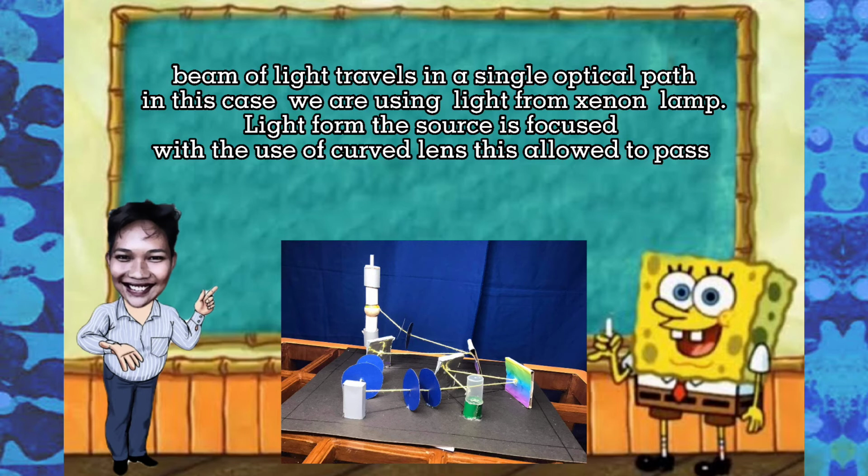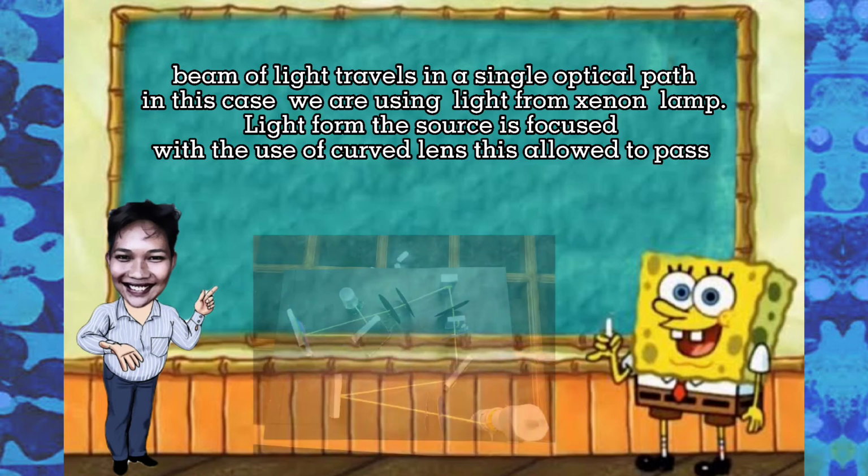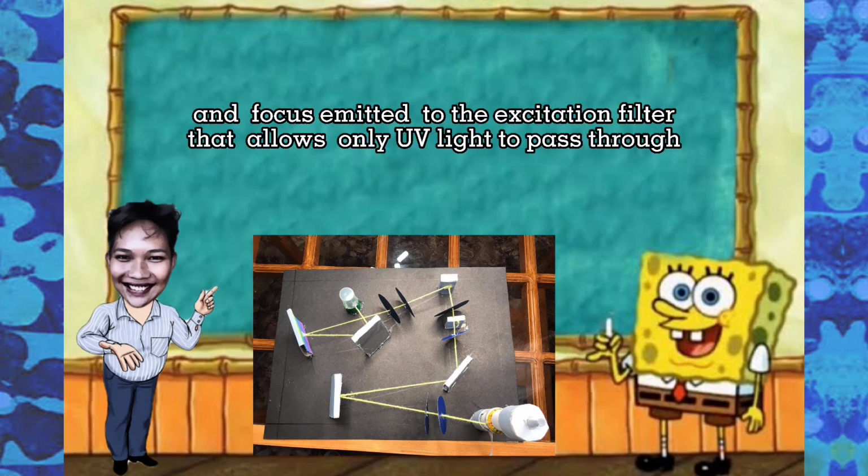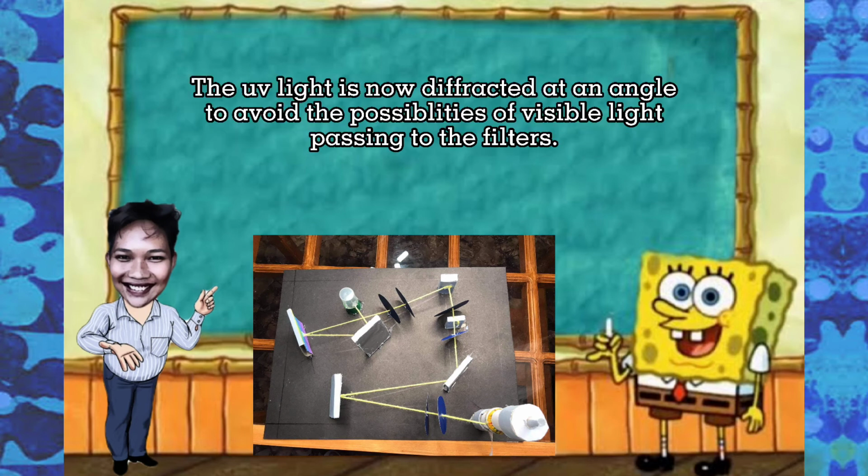So to fully embrace the topic, we will now study how light travels inside a fluorometer or spectrophotometer. A beam of light travels in a single optical path. In this case, our lamp source is the xenon lamp. The light emitted from the source passes a curved lens that focuses its direction to the excitation filter or the excitation monochromator. The excitation filter or the diffraction grating excitation monochromator allows only UV light to pass through. The UV light is diffracted at an angle to avoid the possibility of visible light passing through the filters.